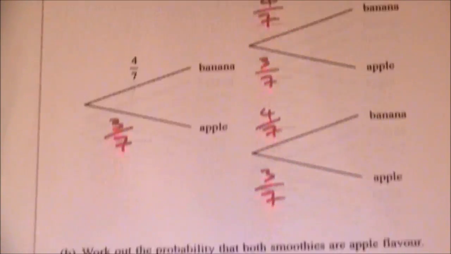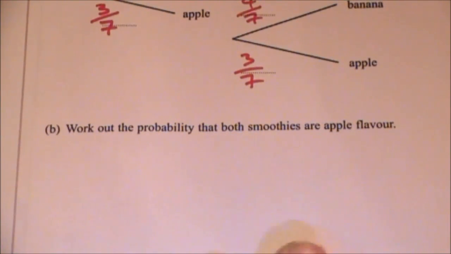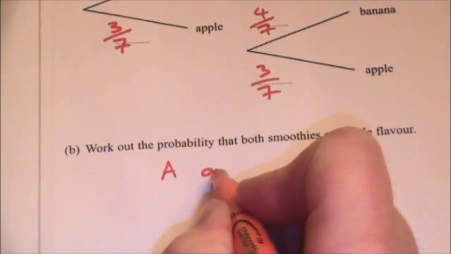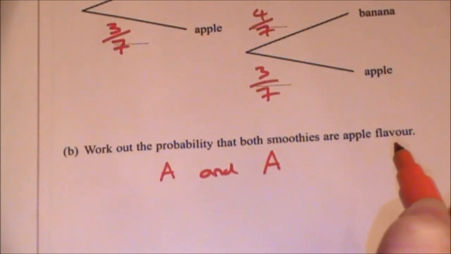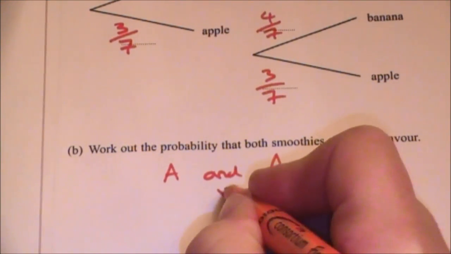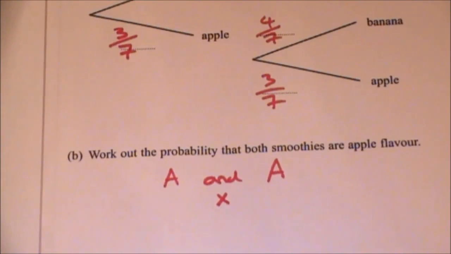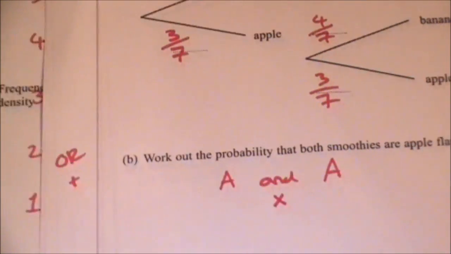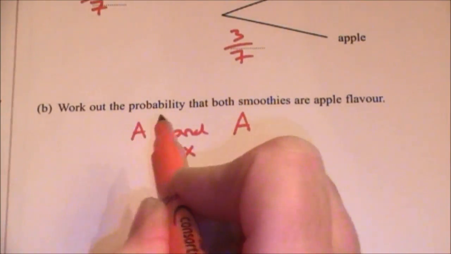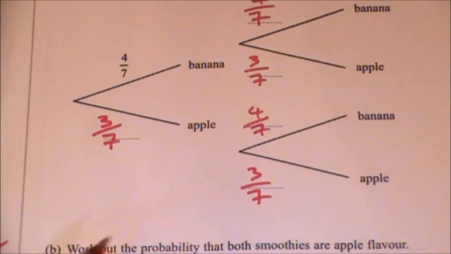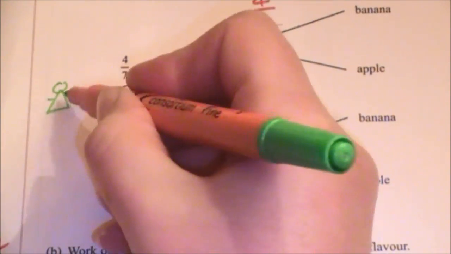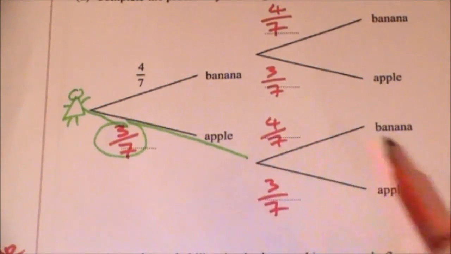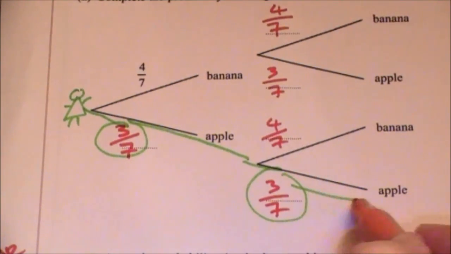Part B wants you to work out the probability that both smoothies are apple flavour. So we want Jenny to get apple and apple. Now in probability, and instructs you to multiply the probabilities together. If we had an or question, we would add them. But this isn't or, because we want apple and apple. So let's have a look at what's happening to Jenny. This is Jenny here. So she selects an apple smoothie first, and then she selects another apple smoothie.